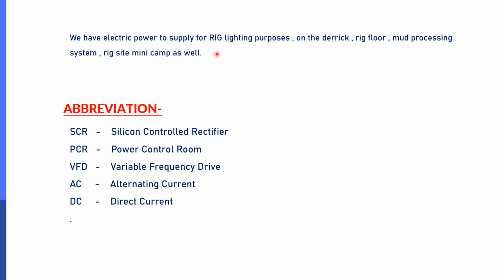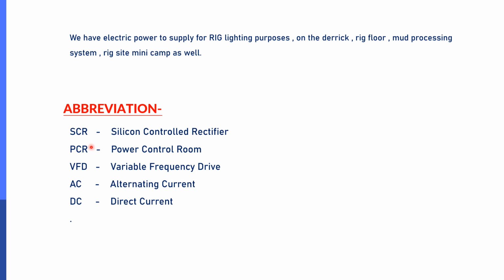Electric power is also supplied for the rig lighting, because there are many lights at the rig site: in the derrick, in the mud tank, in the mud pump, in the cellar, in the store, in the mud mixing area, on the rig floor, the mud processing system, and the rig site mini camp as well. Light is required over there also, so it is supplied from this power supply system.